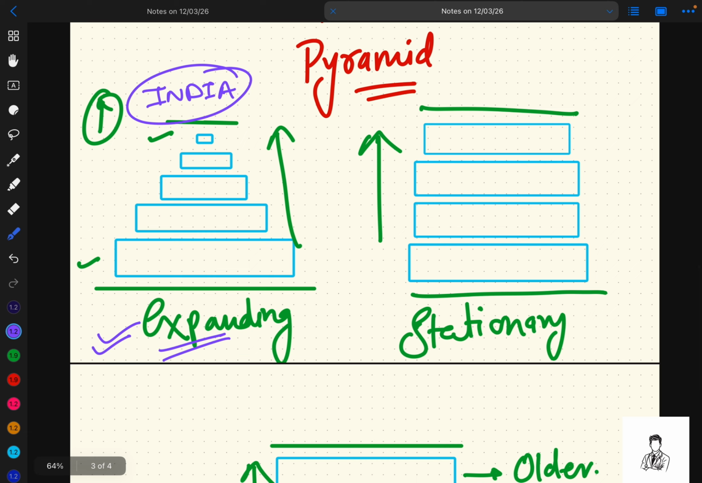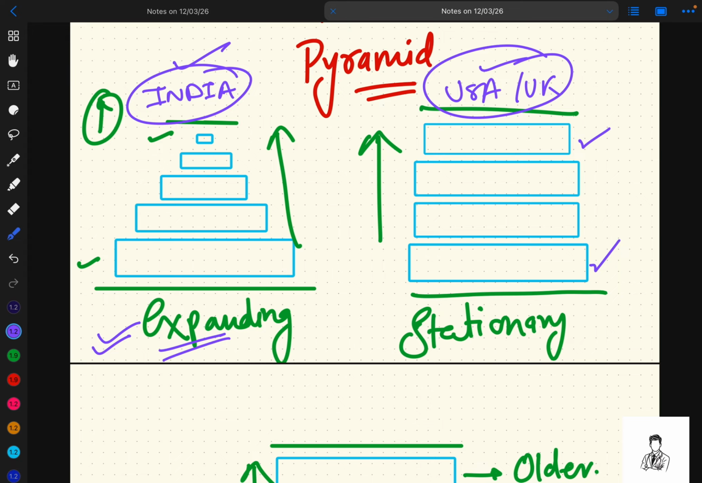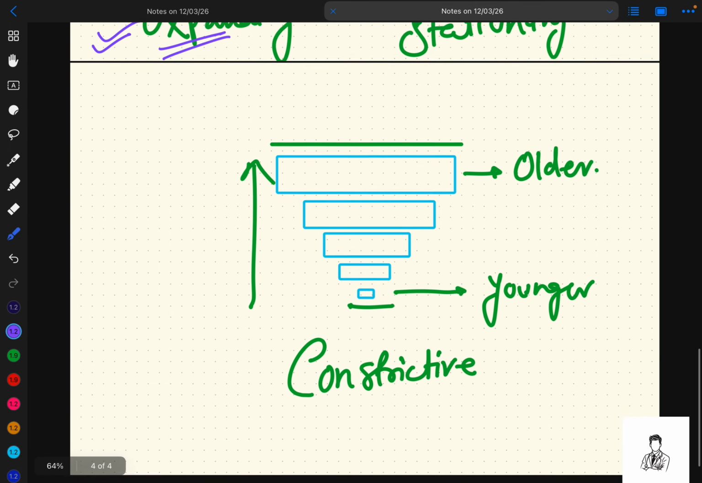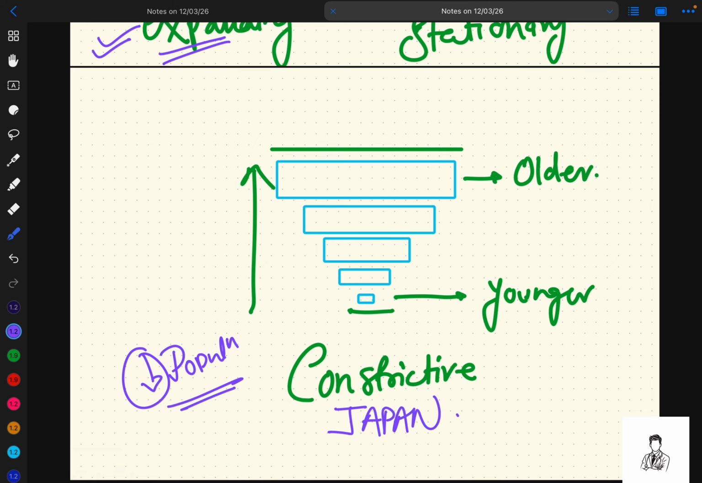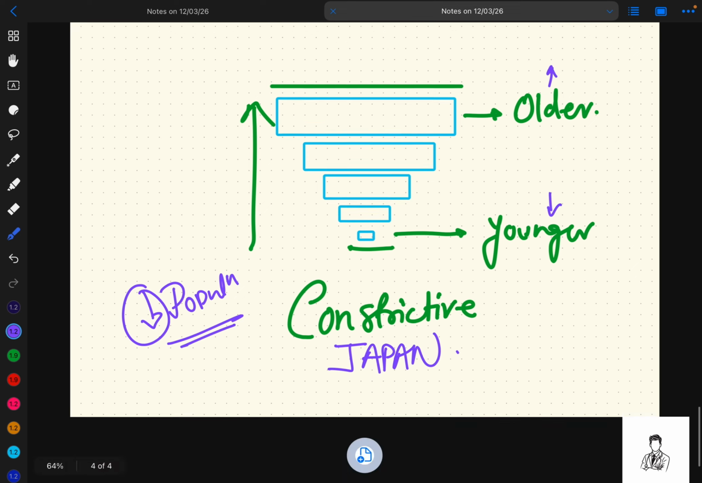Stationary is where the youngers and the elders are at the same pace, same number. We see this in USA, UK, the developed ones. But the scenario turns upside down in the constrictive pyramid, where population decreases. We know in which country it is, Japan, where older people are more than younger.